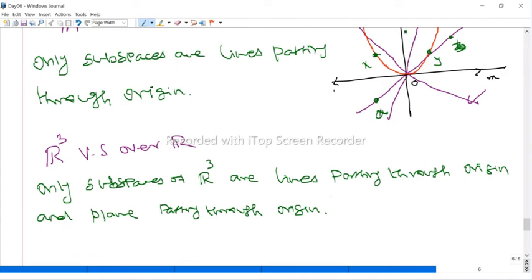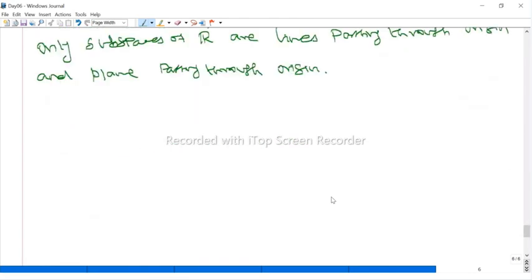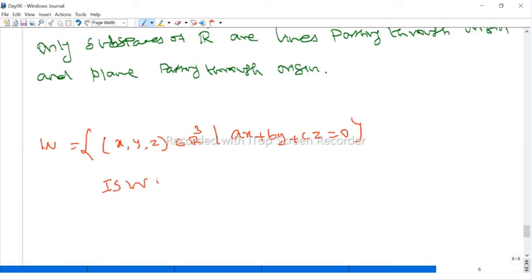Therefore, when we say subspace, the first condition should be satisfied: 0 should be there in the set. Suppose I am asking a question, I am going to write one thing. W equals the set of all x, y, z in R3, we are collecting the tuples, satisfying the condition, where a, b, c are fixed: ax plus by plus cz equals 0. I am asking, is W a subspace of R3?